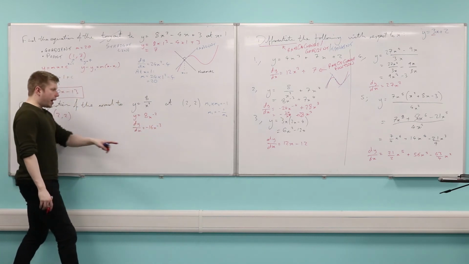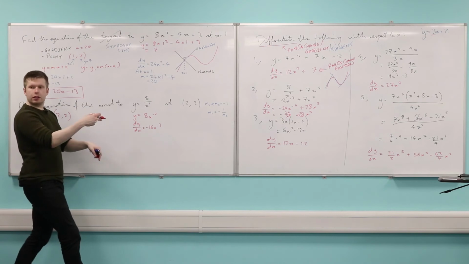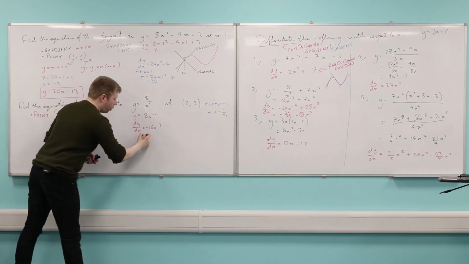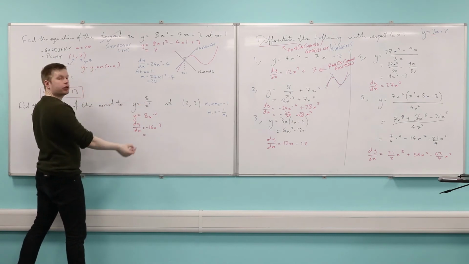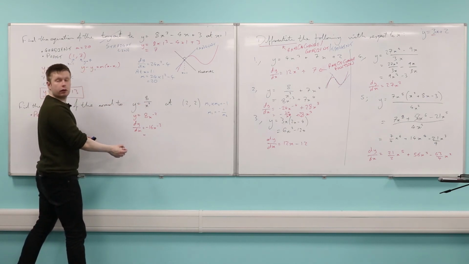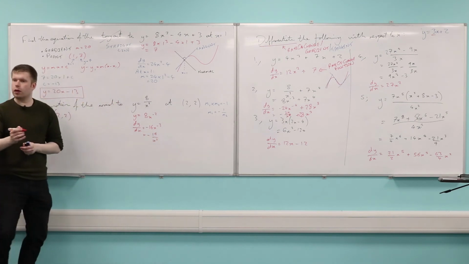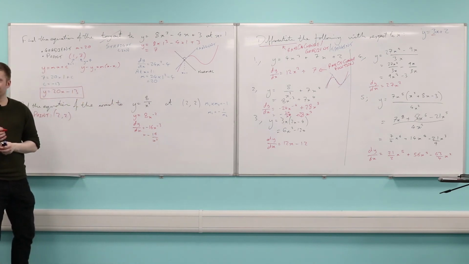Perfect. Now, are you happy? Because I'm going to end up sticking values into this, it would make sense to rewrite this. So what would this be rewritten in terms of fractions instead of negative powers? Minus 16 over x to the power of 3. You happy with that?